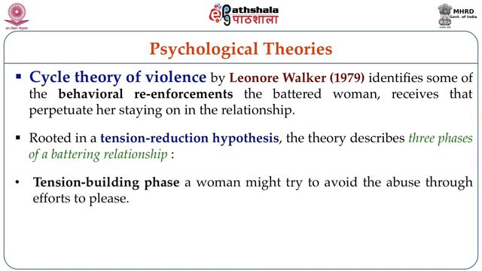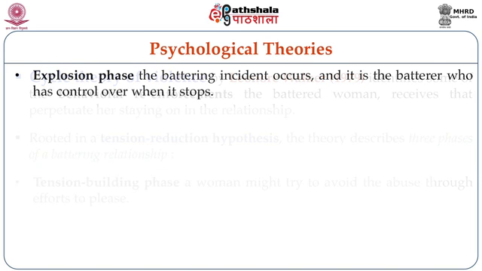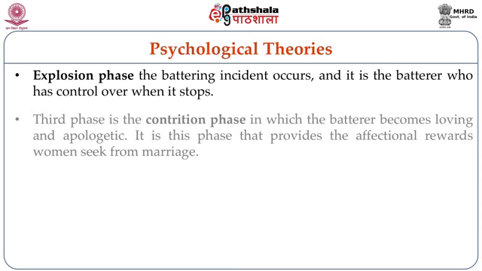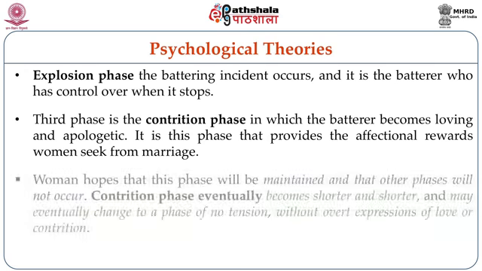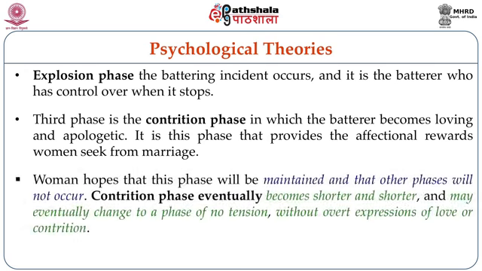There is a phase of tension building where a woman might try to avoid the abuse and make efforts to please the person. Then there is the explosion phase where the battering incident occurs and it is the batterer who has control when it stops. The third phase is the contrition phase, in which the batterer becomes loving and apologetic. It is this phase that provides the affectional rewards women seek from marriage. Women hope that this phase will be maintained and other phases will not reoccur.